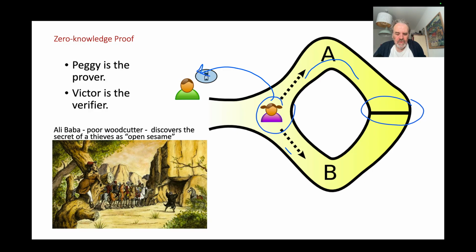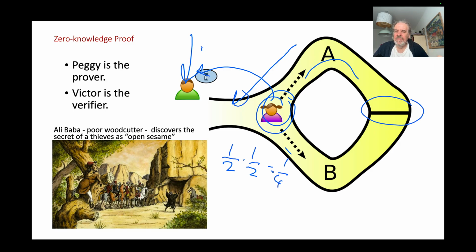In this case, she will go into the cave, and then Victor will ask her to appear from one of the outlets. So let's say she appears out of the correct one. If Victor says appear from A, then she can. If she appears out of A, then she has probably a 50-50 chance of getting that correct. If again she goes into the cave, and this time she also appears from the right route, again she has a 50% chance, or a 1 in 4 chance, of getting that right.